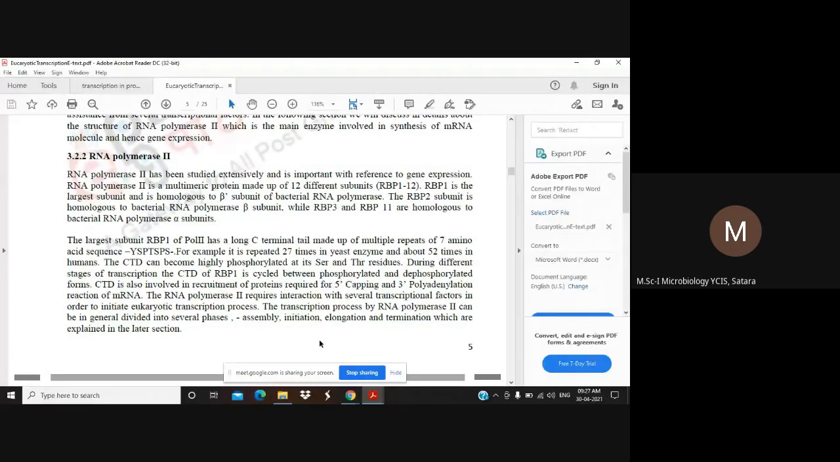We saw yesterday that the CTD domain is phosphorylated at the serine and threonine residues, as both these amino acids are easy to phosphorylate.